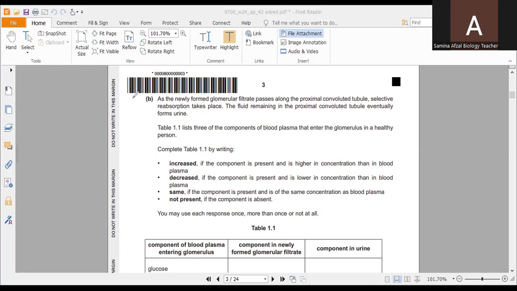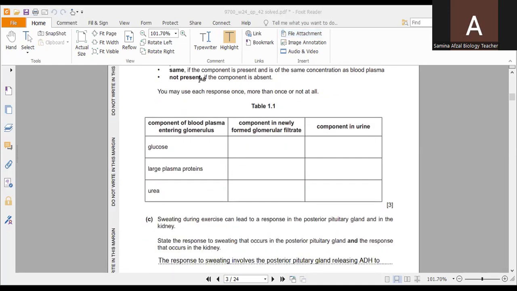Now table 1.1 lists three of the components of blood plasma that enter the glomerulus in a healthy person. Complete table 1.1 by writing increased or decreased. You may use each response once, more than once, or not at all.